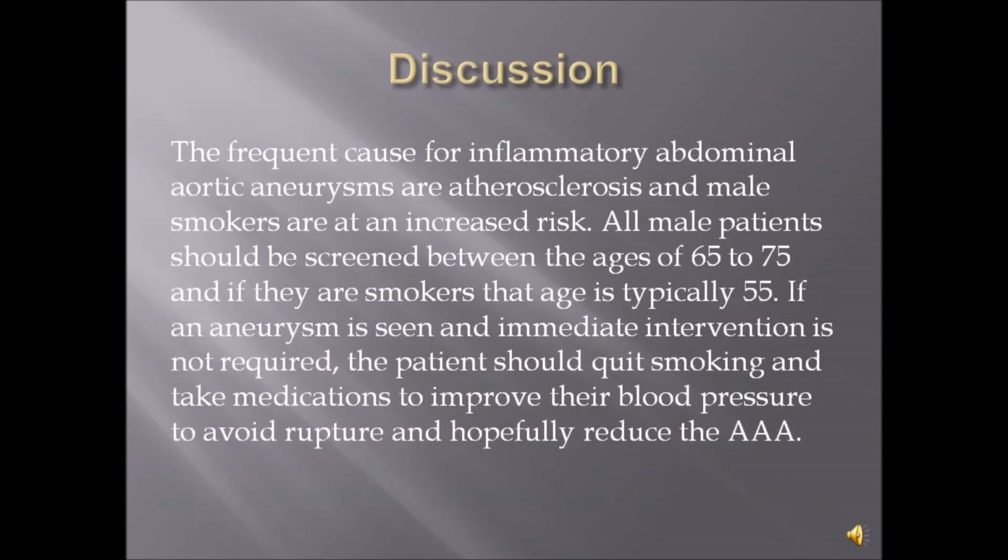For the discussion, the frequent cause for inflammatory abdominal aortic aneurysm is atherosclerosis, and male smokers are at increased risk. All male patients should be screened between the ages of 65 to 75, and if they're smokers, that age is usually about 55 years old. If an aneurysm is seen, immediate intervention is not necessarily required, but the patient should quit smoking and take medications to improve their blood pressure, to avoid rupture, and hopefully reduce the AAA.